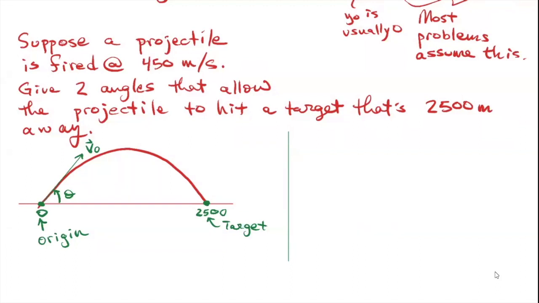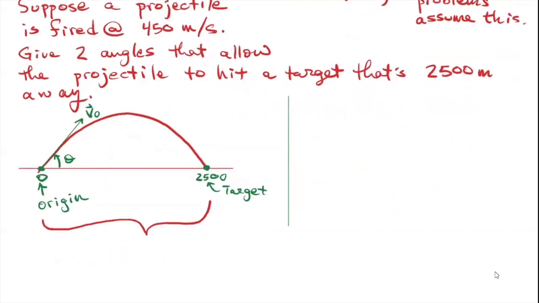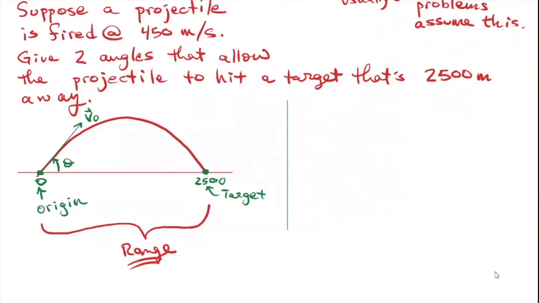Okay, so I want to talk about the range for a second here. The distance from the origin to where the target is, that distance is the range. So we're going to figure this out real quick. First of all, when x equals the range, we want the y-coordinate to be 0 because the projectile hits the ground again. So let's say we want y to be 0. Any questions?